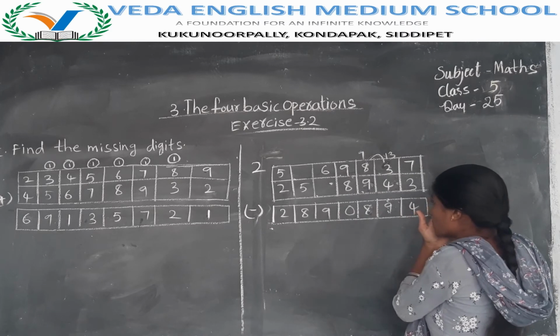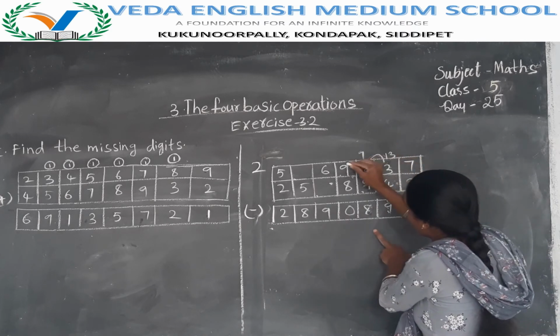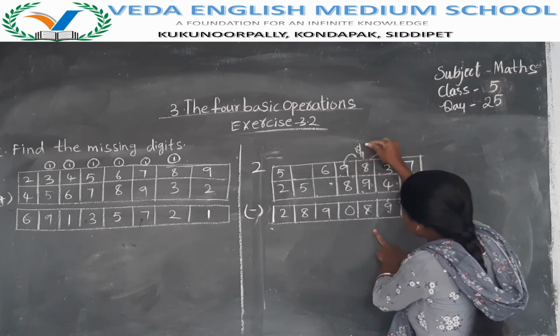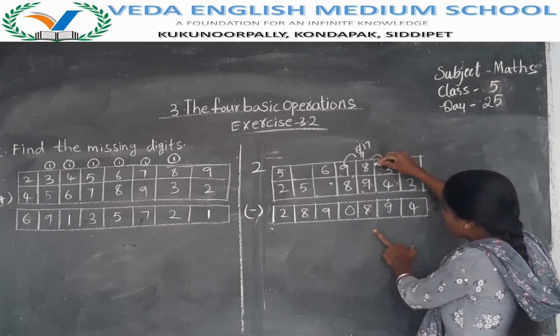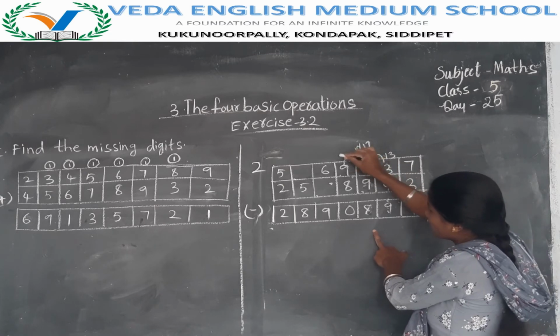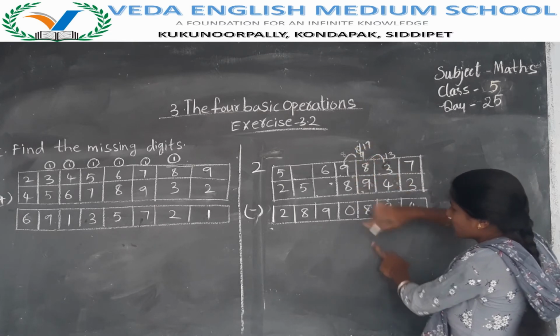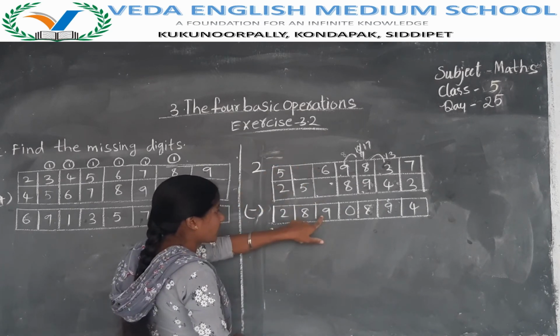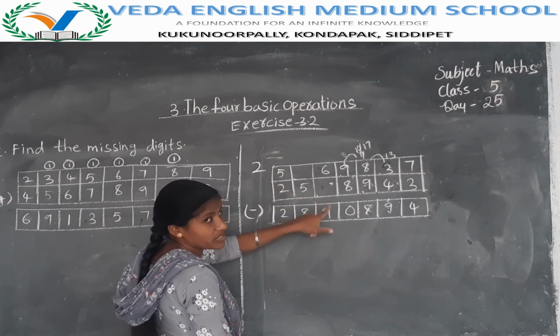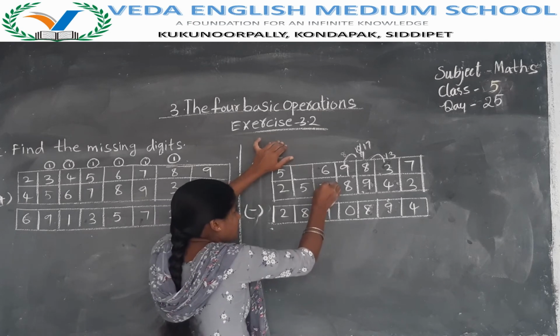Now take the borrow. It is 17. 17 minus 9 is 8. Now 9 becomes 8. 8 minus 8 is 0. Now here we have 6, here we have 9. What do we have to subtract from 6 to get 9? Subtract 7.